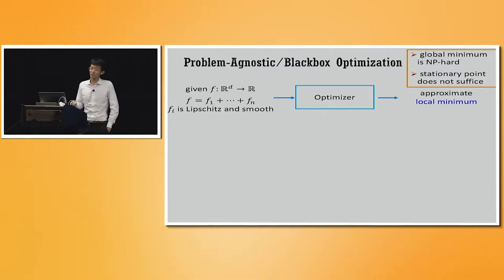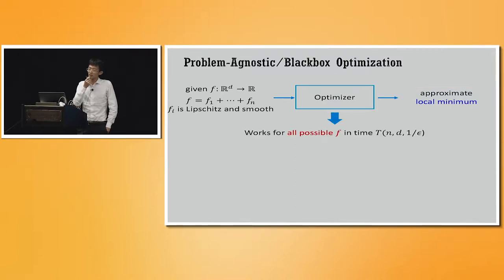So the main thing about this kind of problem agnostic or black box optimization is that it asks the optimizers to work for all possible f's in some time T that depends on n, d, and epsilon, the approximation error. Because you don't really know anything more about f other than that f is a sum of functions, f is Lipschitz or smooth. So if you phrase the question in this way, if you want to prove a theorem, you have to ask for it to work for all possible f.